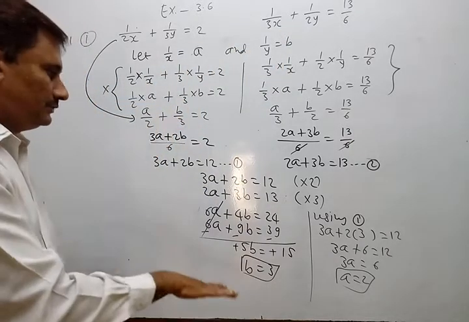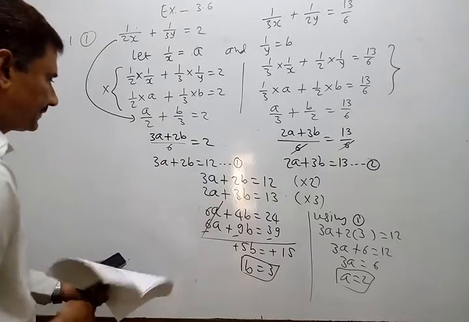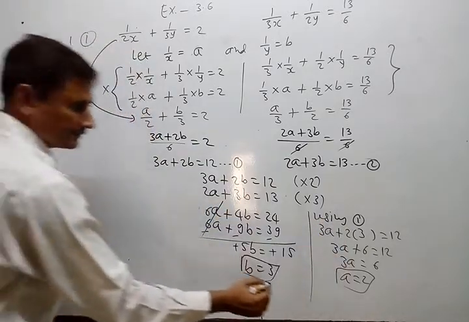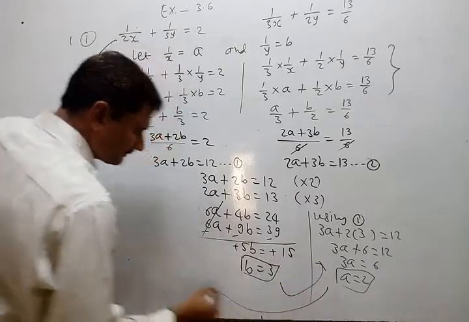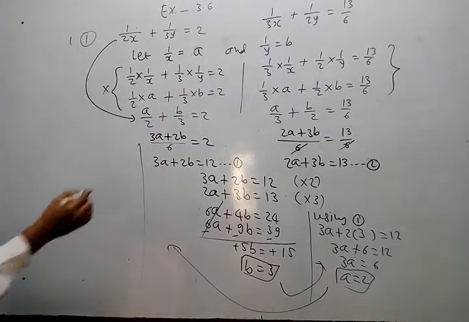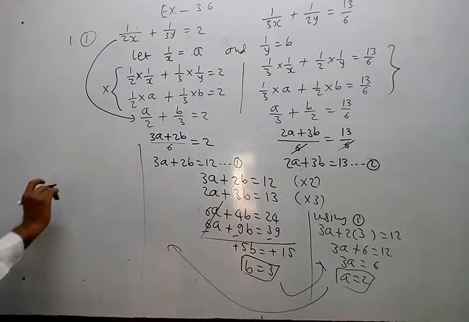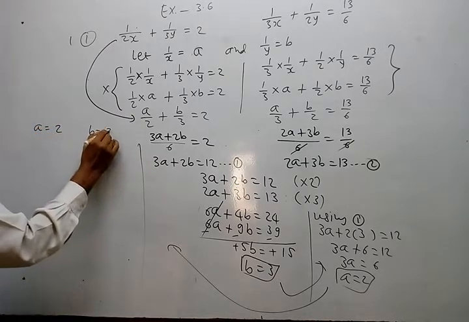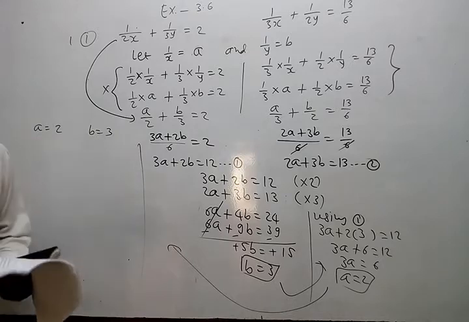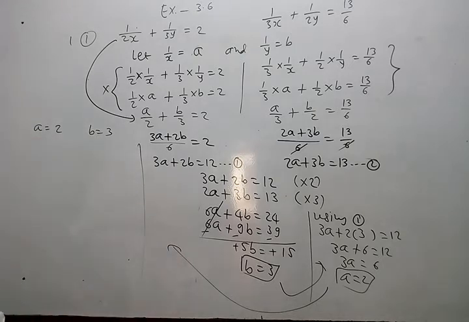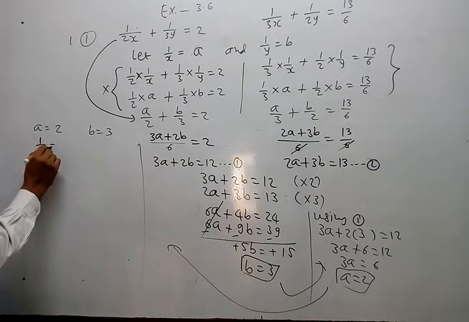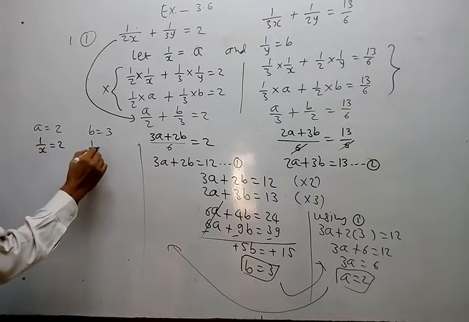So this is new. Now after writing here, I just come here. A equal to 2, b equal to 3. Now remove a and b again. So a is replaced by 1 by x, b is replaced by 1 by y.